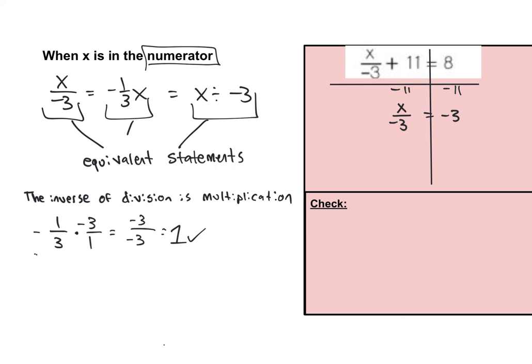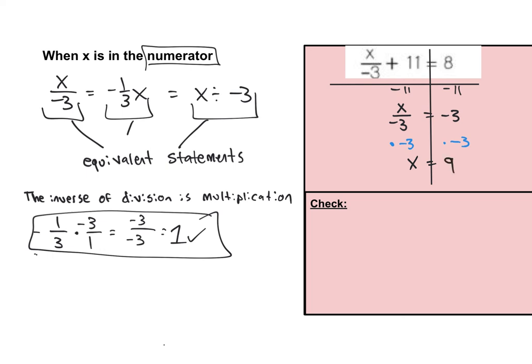So when you see this x in your numerator, you know that x is being divided, and so to undo it we actually need to do a little bit of multiplication. So we're going to multiply by negative 3, multiply by negative 3. And if we do that, we end up with our one positive x that we want. And then negative 3 times negative 3 is a positive 9.